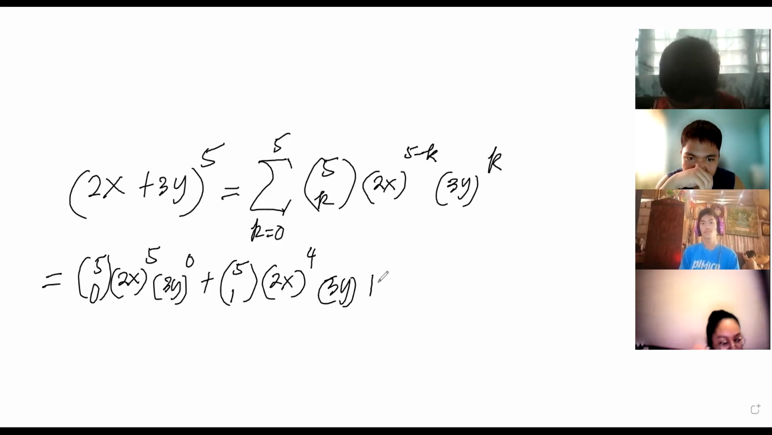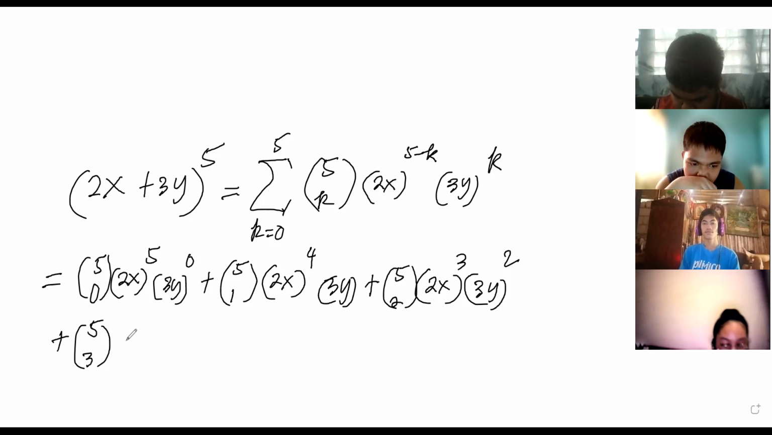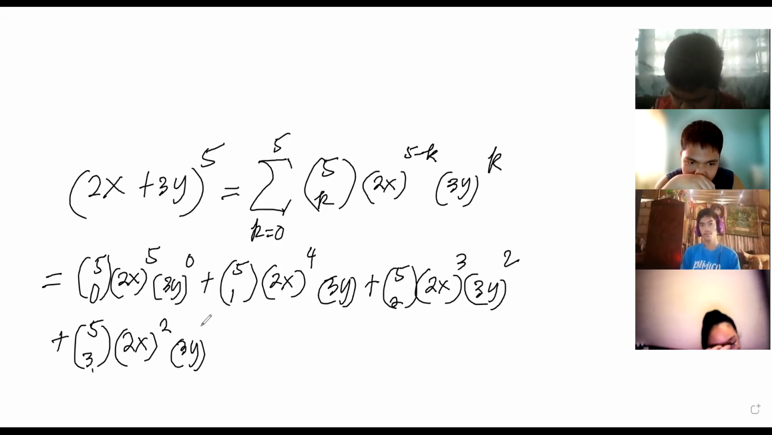Next is when k is 2. So it will be 5 taken 2, 2x raised to the power of, since k is 2, it will be just 3, right? And it will be 3y raised to the power of 2. Next is when your k is 3. When your k is 3, you will now have 5 taken 3. You have here 2x raised to the power, when k is 3, it is just to the power of 2. Then 3y raised to the power of 3.